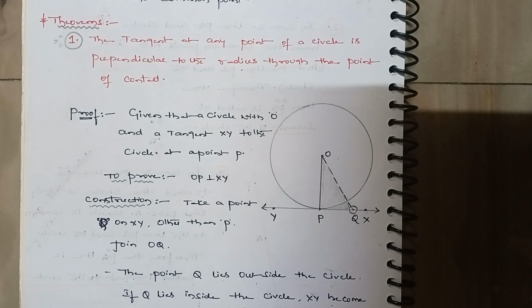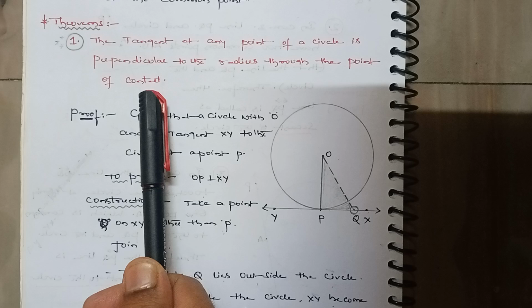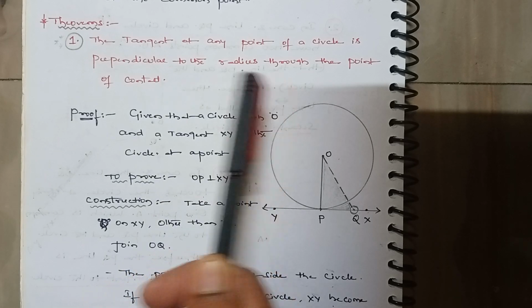Today in this video we are going to discuss Theorem 1 from circles. The tangent at any point of a circle is perpendicular to the radius through the point of contact.